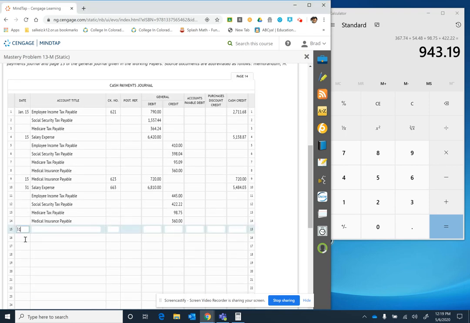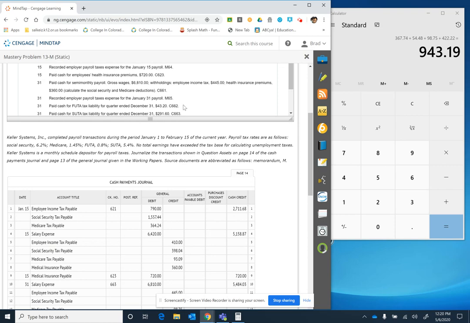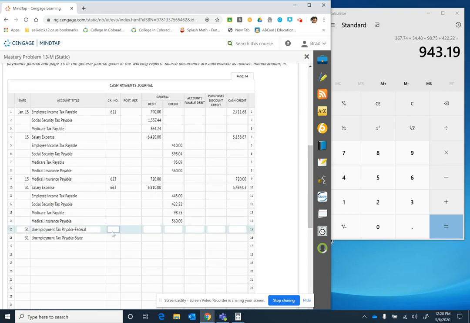So on the 31st, we have 2/31 here. This is going to be for our unemployment tax payable federal, and this is for our unemployment tax payable for state. And the check numbers on both of those are going to be 662 and 663.